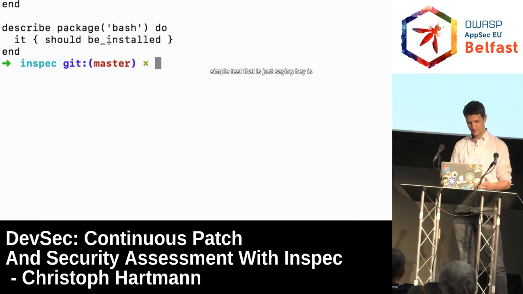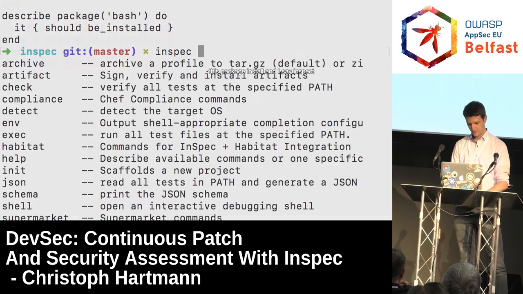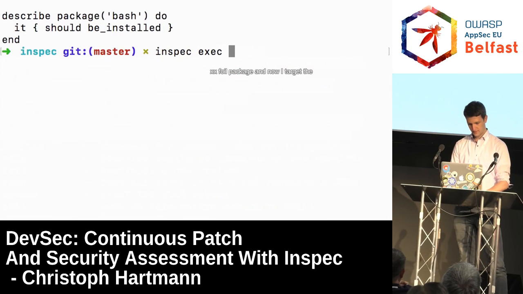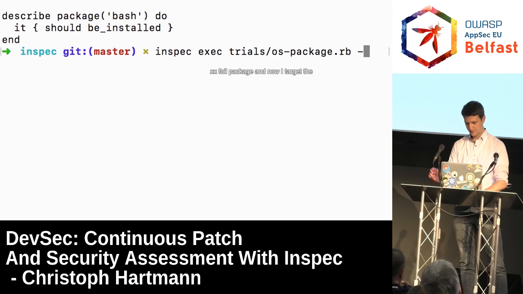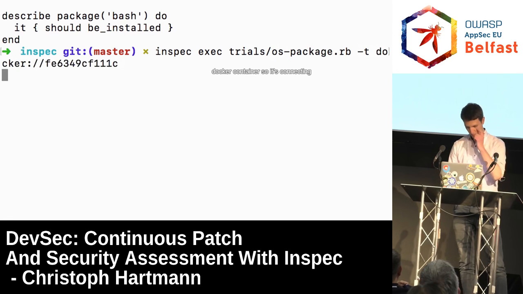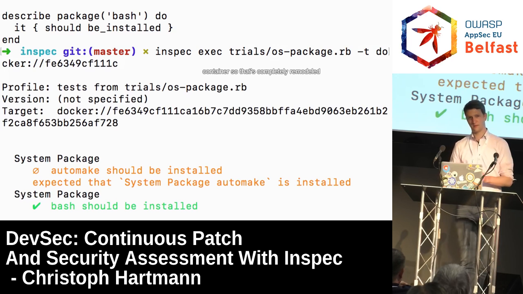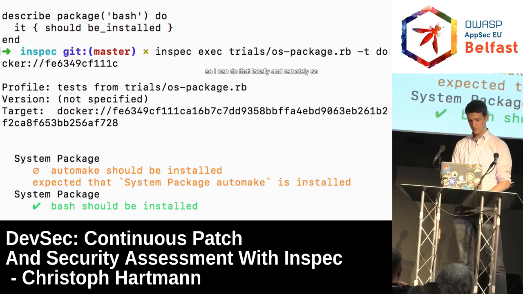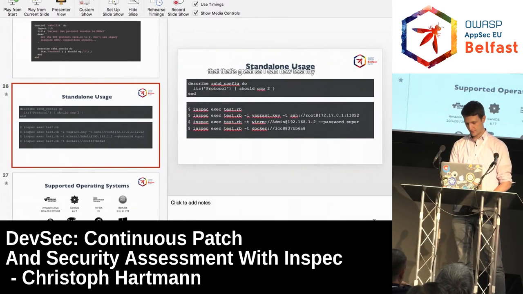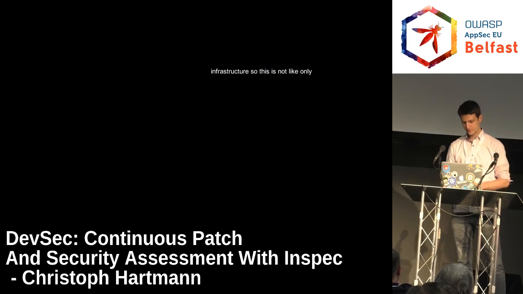Here I have a simple test that is just saying, hey, is this package installed? And I say inspec exec, with the test file, and now I target the Docker container. So it's connecting remotely. I have not installed anything into that container. So that's completely remote. I can do that locally and remotely. So that's great, I can now test my infrastructure.